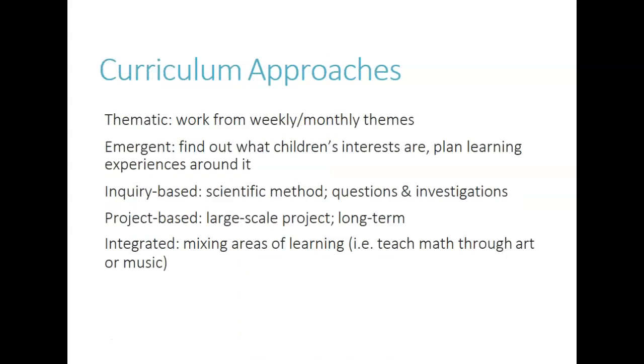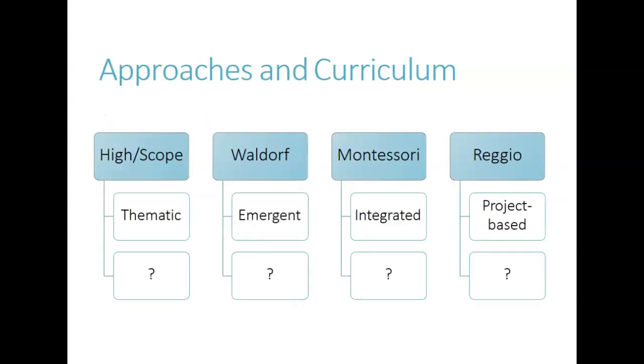So we've talked about thematic curriculum approach, emergent, inquiry-based, project-based, and integrated. And we've talked about High Scope, Waldorf, Montessori, and Reggio. Here's just a way to think about it. High Scope tends to be thematic, Waldorf tends to be emergent, Montessori tends to be integrated, and Reggio is very project-based. So if you were going to think about how to apply these different approaches to curriculum to the different models, there you go.